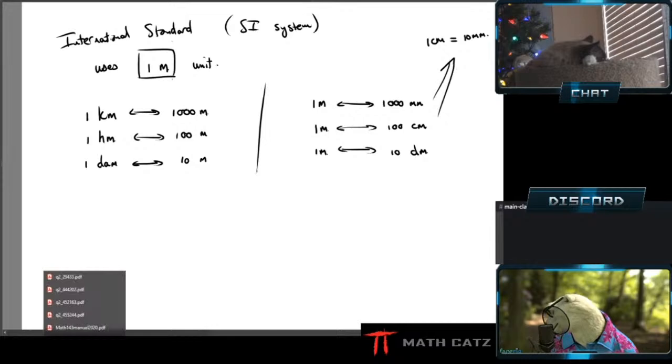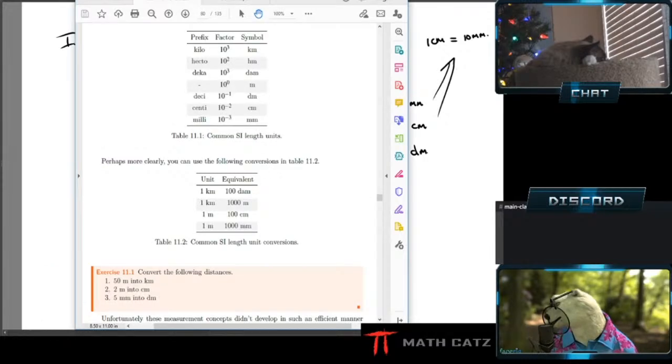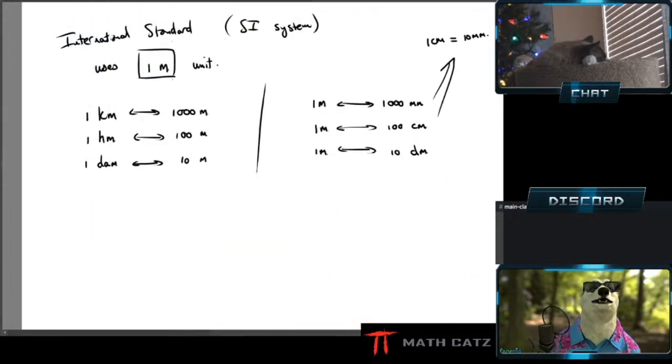Okay, so let's look at some examples here, but now this is designed to be efficient. This is designed to exploit the decimal system and its benefits, working in powers of 10. So we have exercise 11.1.